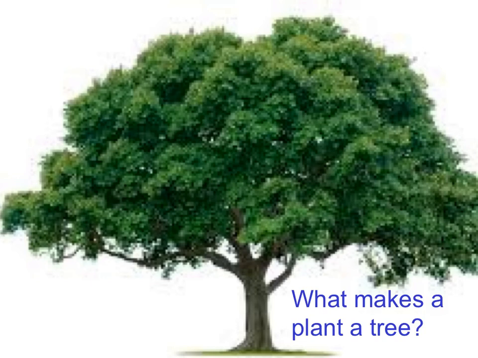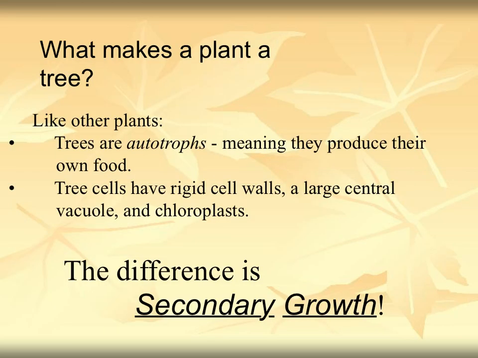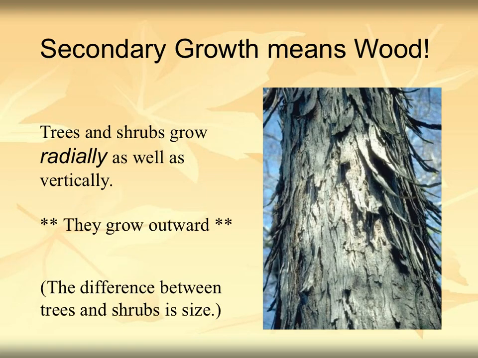So when we look at a plant, how do we know if our plant is a tree? What makes a plant a tree? Because a shrub and a bush technically aren't trees, but they still have that woody tissue. Well, the main thing is they're still autotrophs, so they're still producing their own energy through photosynthesis. But the difference between them and others is they have a little bit more rigid of a cell wall. They still have that large central vacuole and the chloroplast. But the key is that secondary growth. That secondary growth means that there's going to be the production of wood.